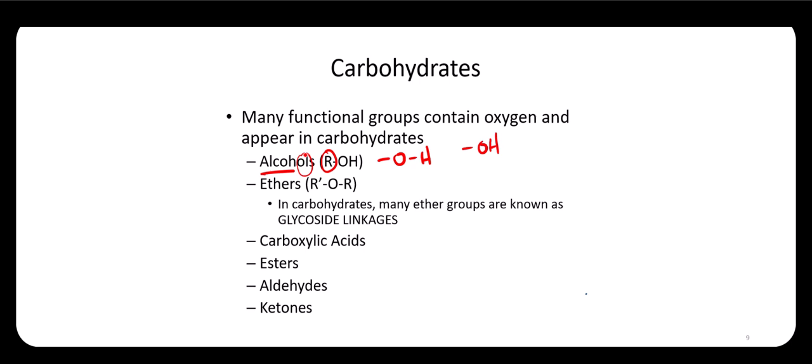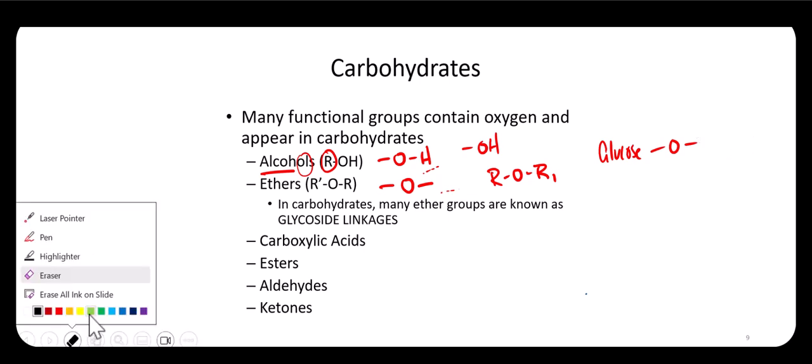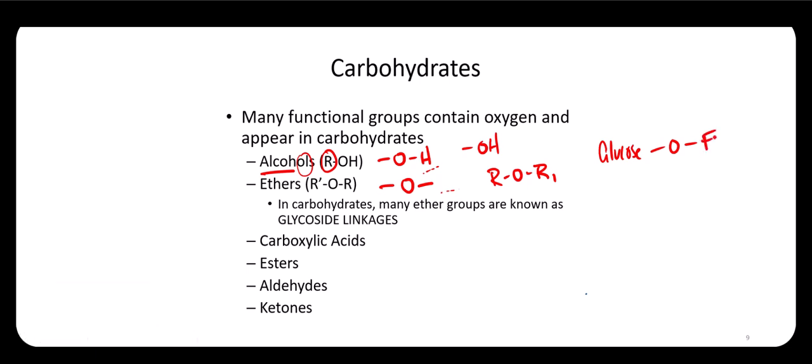All right, the next one's an ether. So this time we have something bonded to an oxygen, bonded to something else. So instead of that terminal hydrogen, we have something else. We could also go R and R1, another R. Very often we're going to have an ether linkage between two monosaccharides. So we'll have, say, a glucose, let's make sucrose, with an ether linkage to a fructose.